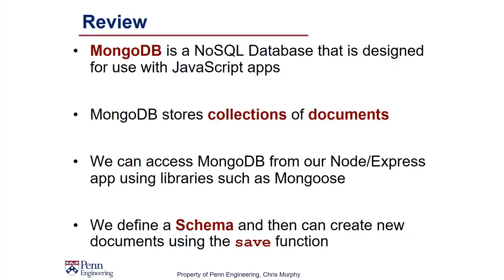In the previous lesson, we saw how we can make our Node Express apps a little more data-driven by using a NoSQL database such as MongoDB. And in that lesson, we saw how we could insert data into the database. In this lesson, we'll see how we can get data out of the database and then how we can update the data once it's there.